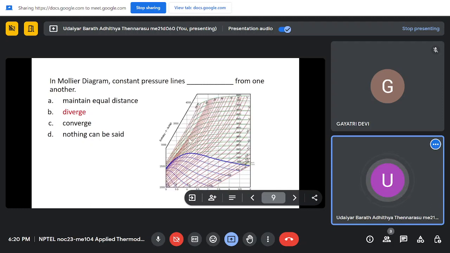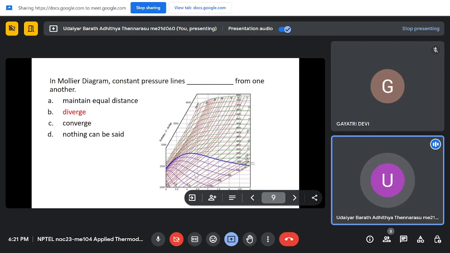I've plotted an HS diagram for water steam. This dark blue line gives you the dryness fraction 1, so it's converted totally into steam, and these blue lines give you constant dryness fraction: 1, 0.95, 0.9, and so on. The green lines give you the constant temperature lines, and the red lines are the constant pressure lines.